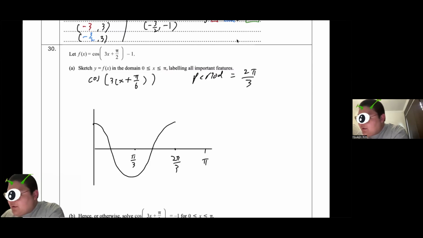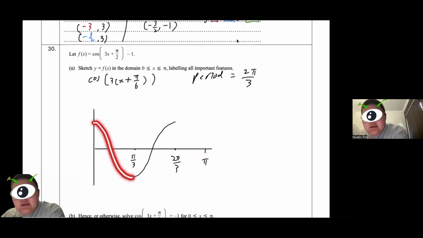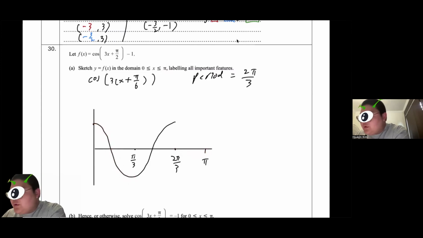And then all we need to figure out is what happens from 2 pi on 3 to pi. Well, what do we know? 0 to pi on 3, it traveled half the way, right? So all we need to do is just go down halfway.